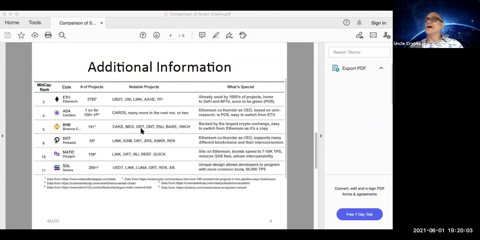Here's another one. GRT. Judy, what's GRT? I forgot. The graph? Thanks. So the graph. Look at how many have GRT on here. Binance has got it. MATIC has got it. Solana's got it. See that? So this is what's happening.